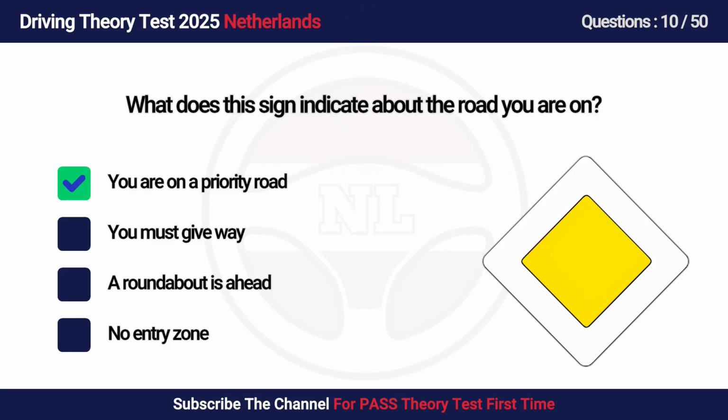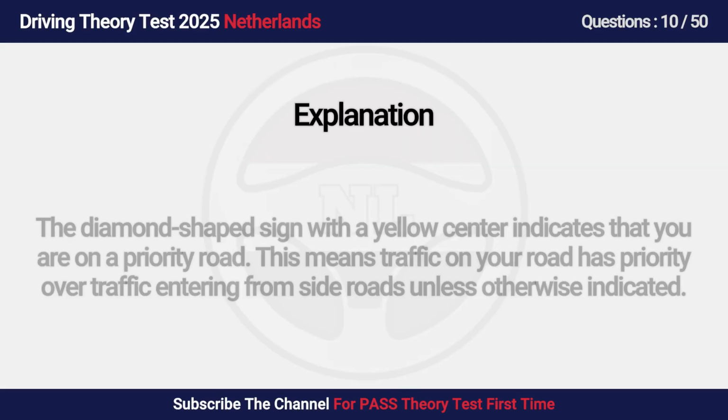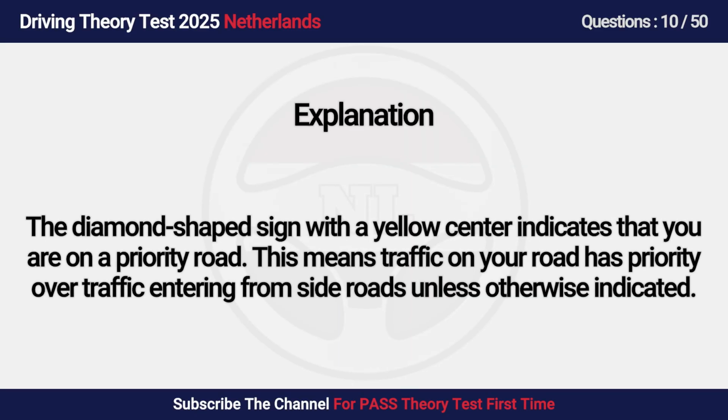Answer is A. You are on a priority road. The sign with a yellow center indicates that you are on a priority road. This means traffic on your road has priority over traffic entering from side roads unless otherwise indicated.